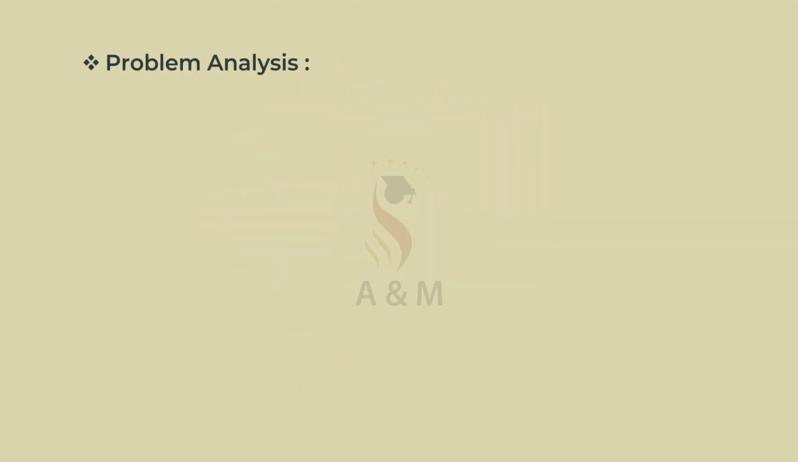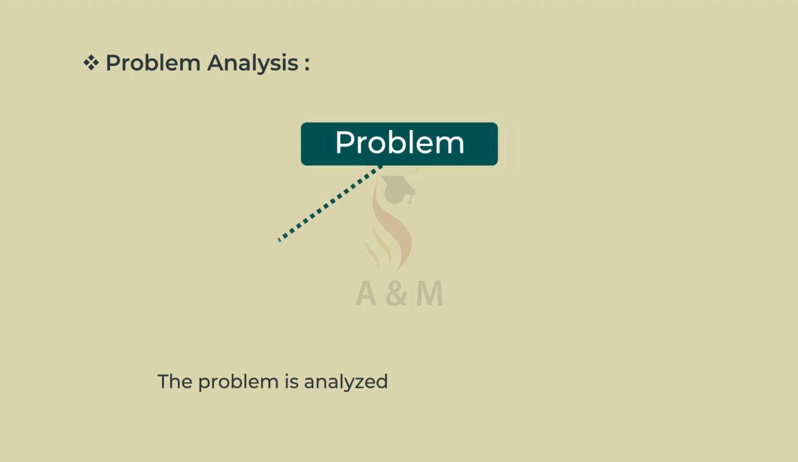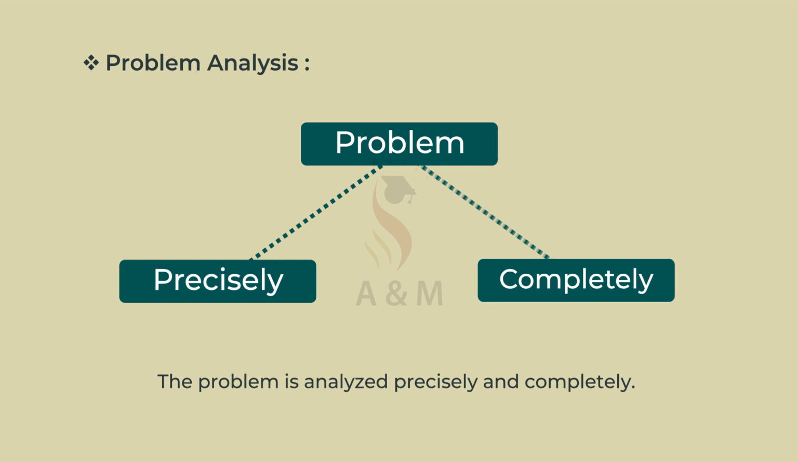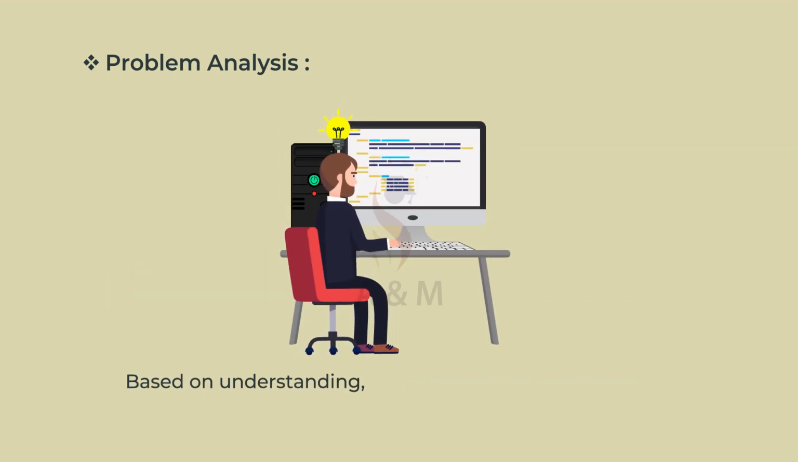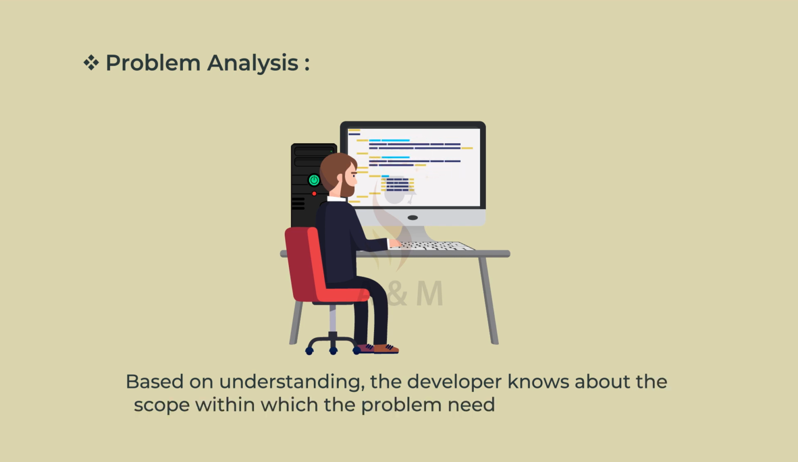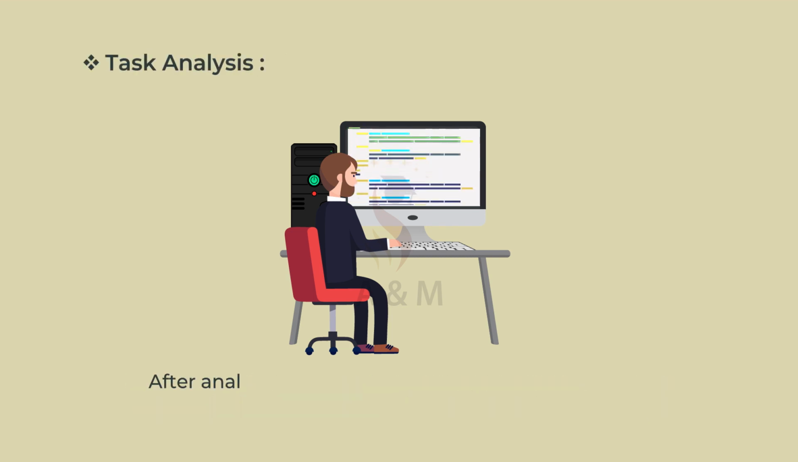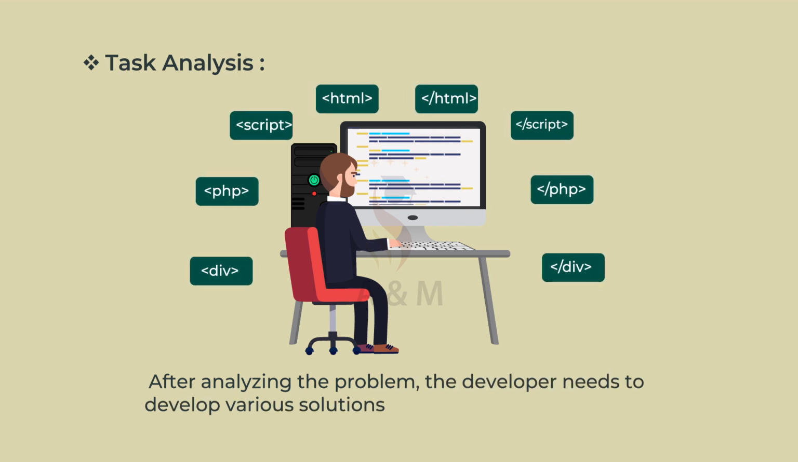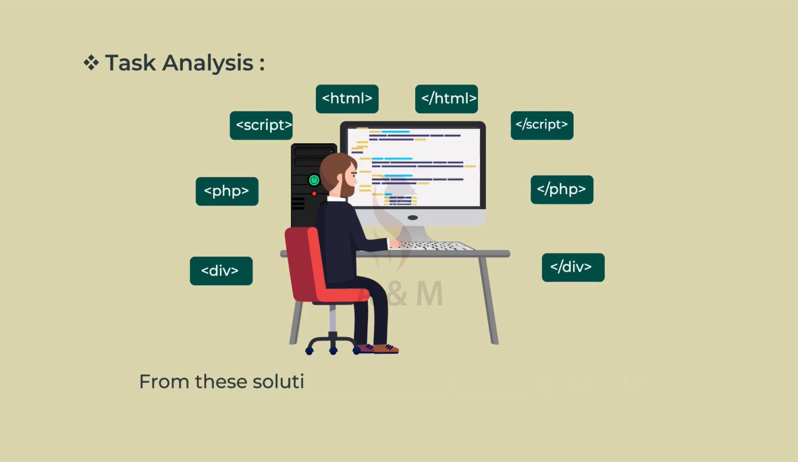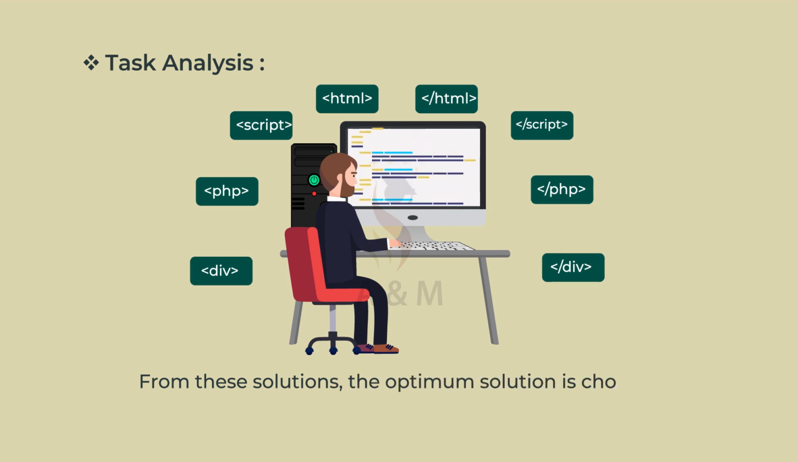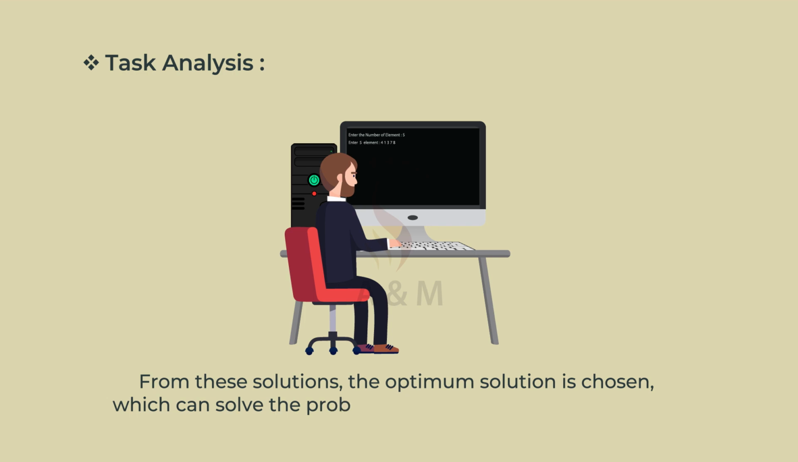Problem analysis. The problem is analyzed precisely and completely. Based on understanding, the developer knows about the scope within which the problem needs to be developed. Task analysis. After analyzing the problem, the developer needs to develop various solutions to solve the given problem. From these solutions, the optimum solution is chosen, which can solve the problem comfortably and economically.